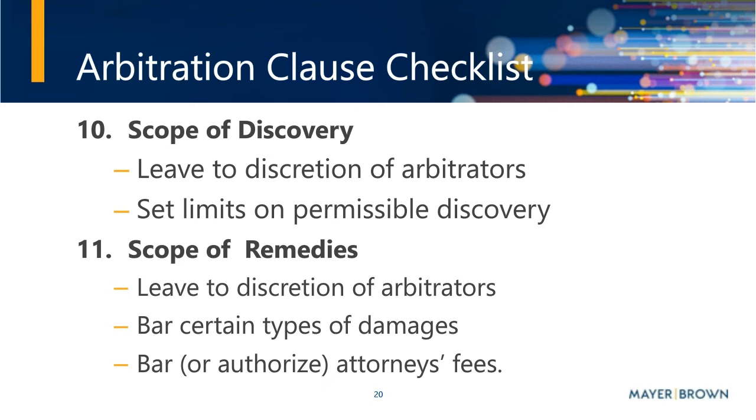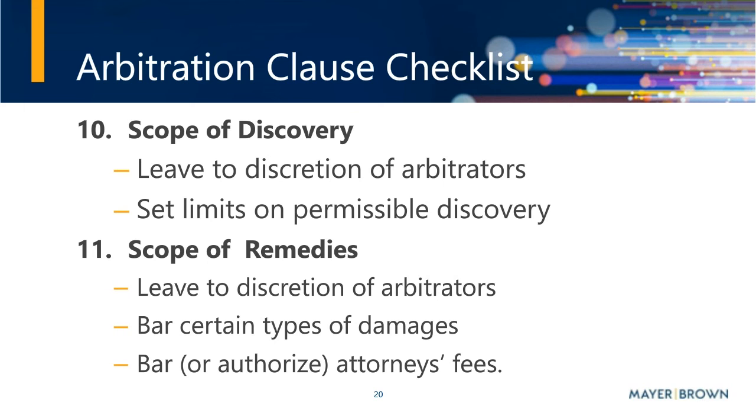The final item on our checklist, number 11, the scope of remedies. In other words, what type of remedies can the arbitrators award? The parties can agree on this issue as well. They can leave the scope to the discretion of the arbitrators. They can bar certain types of damages, for example, punitive damages or consequential damages. They can bar or authorize attorney's fees.